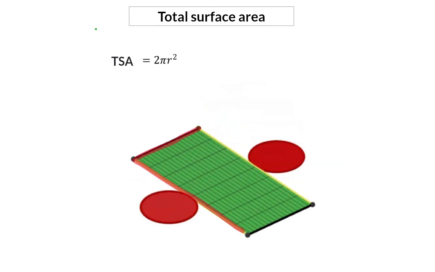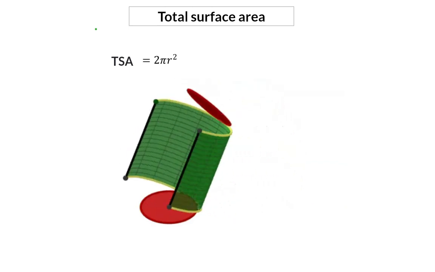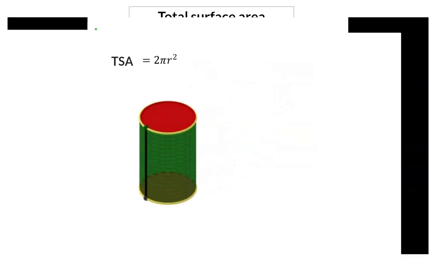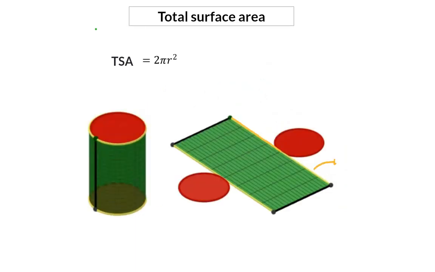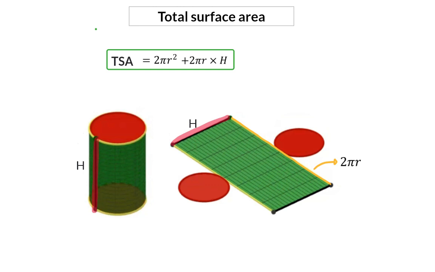The length of this rectangle, the yellow line, is the same length as the circumference of the circle, and that is 2 pi radius. The breadth of this rectangle is the same as the distance between the two circles, and we're going to call that the height of the prism. So, to get our total surface area, we still need to add the area of the rectangle, which is 2 pi radius times height. This is a formula that is useful to know by heart so that you can calculate the total surface area effectively.